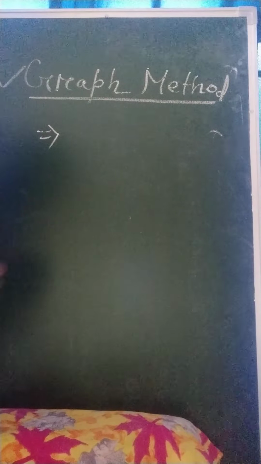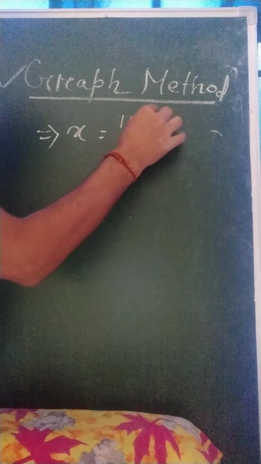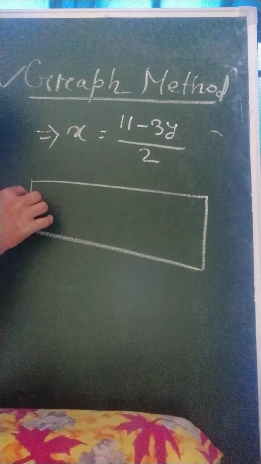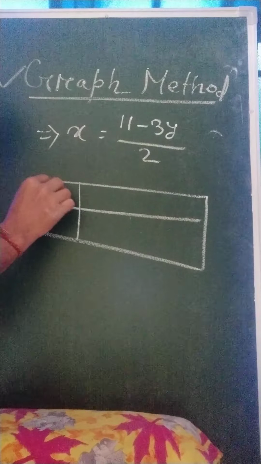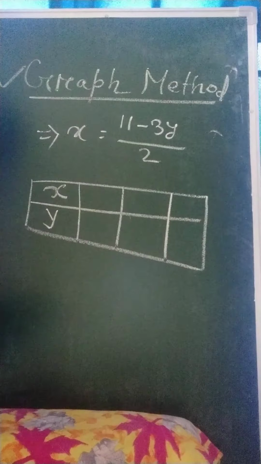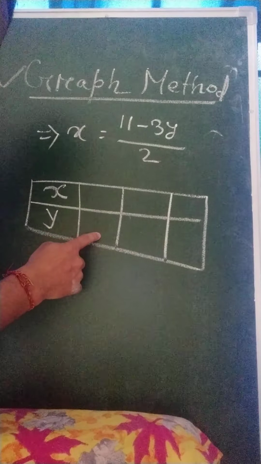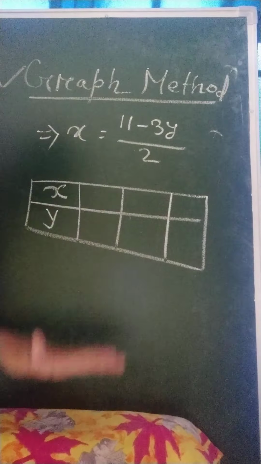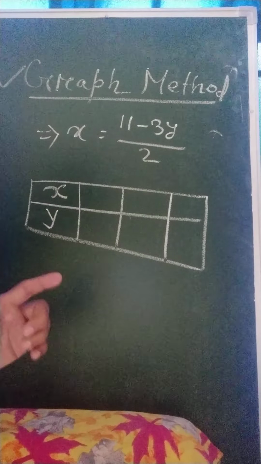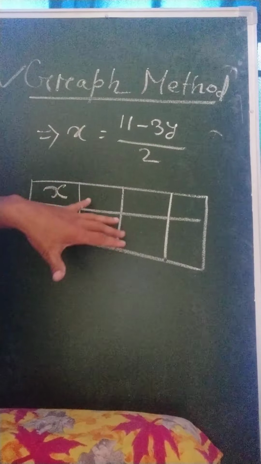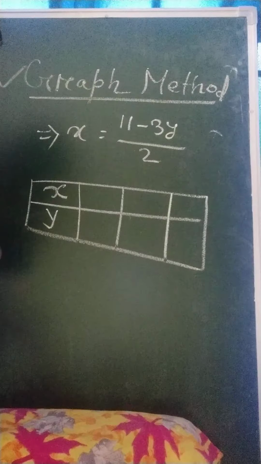The first equation was x equals 11 minus thrice y divided by 2. Here we prepare the table in this way. This is the x variable and this is the y variable, and we will find at least 2 points, the values of x and y, so that we can plot a straight line. Since it is a linear simultaneous equation, and student, the word linear itself shows it is a straight line. So let us find the values of x and y in this table.